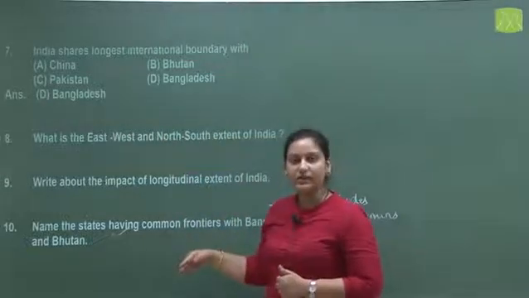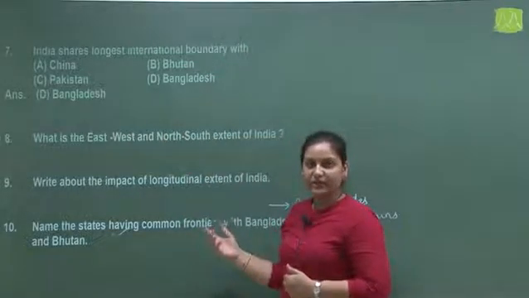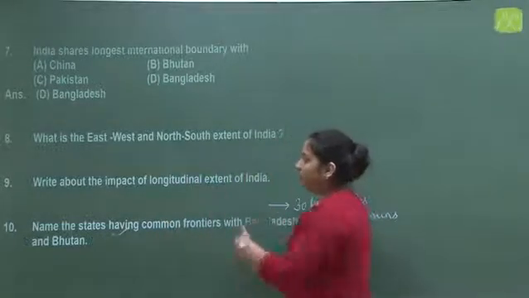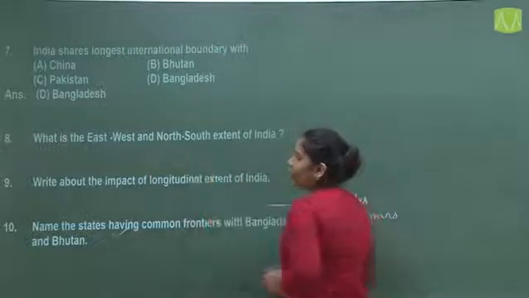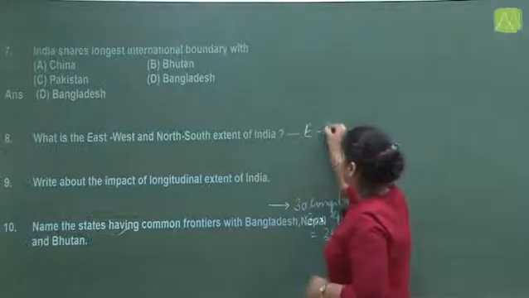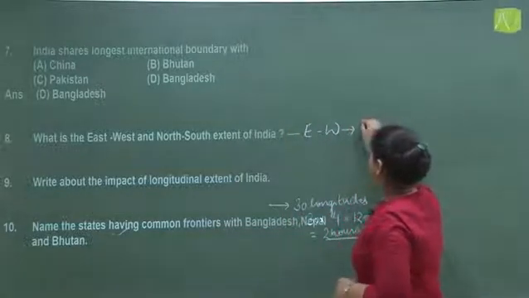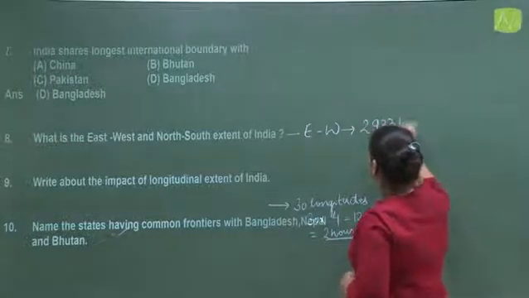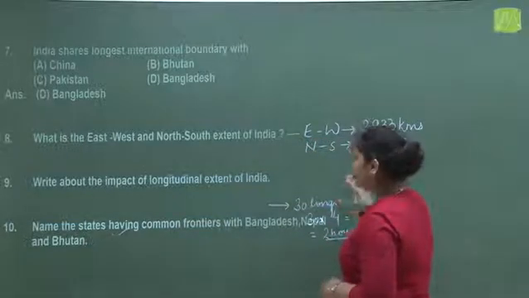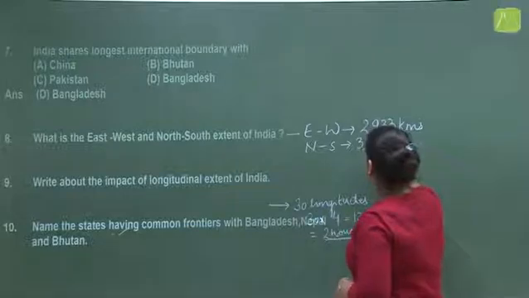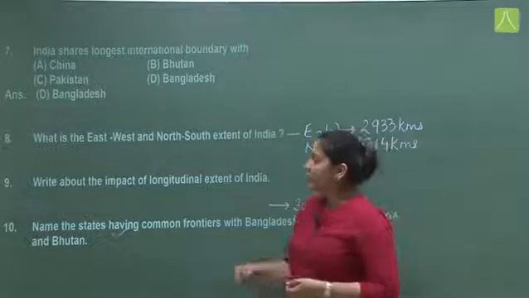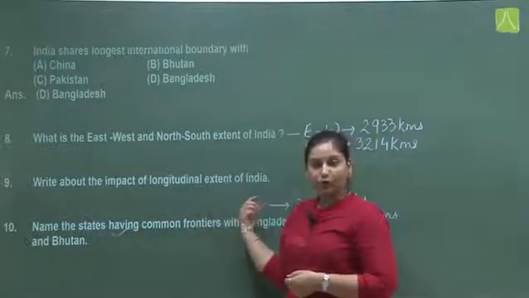From this question onwards, we will have a variety of subjective questions, of which I will be telling you the answers. We will first start with a simple question: what is the east to west and north to south extent of India? The east to west extent of India is 2933 kilometers, and the north to south extent of India is 3214 kilometers.